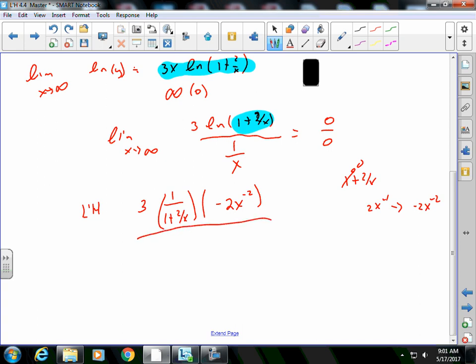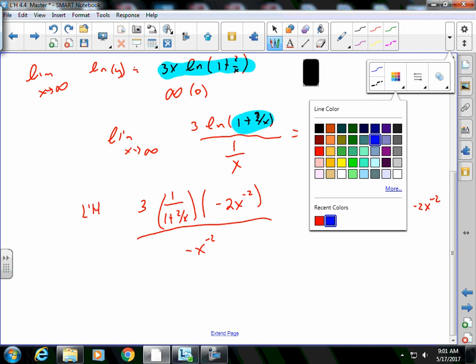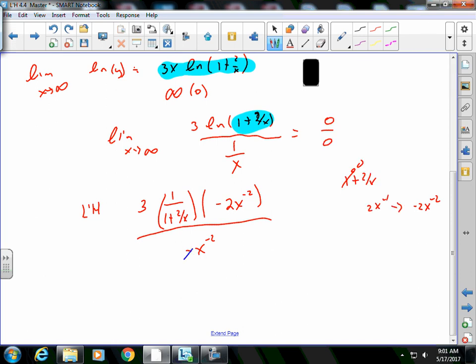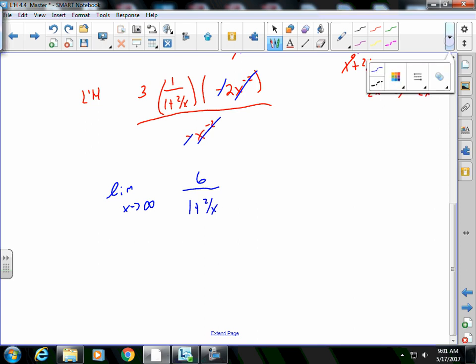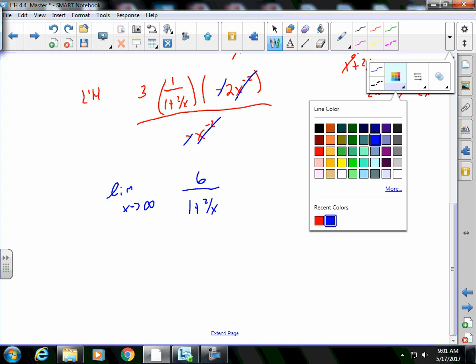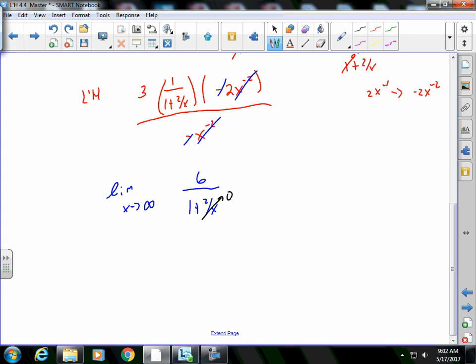Then I take the derivative of 1 over x. That gives me a minus x to the minus 2. Well, that's nice, because if we're paying attention, we have some things we can cancel out real quick. So let's cancel out the negative. Let's cancel out the x to the minus 2's. So now I have the limit as x approaches infinity of 3 times 2, 6, all over 1 plus 2 over x. Now as x approaches infinity, this part here goes to 0. So I have 6 over 1, or 6.